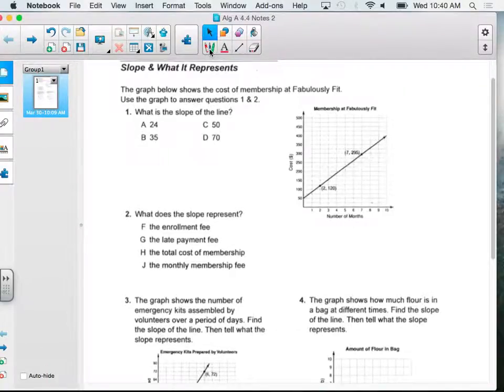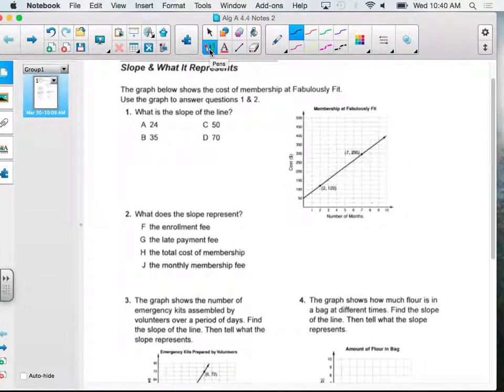There we go. Okay, so to find the slope, we do rise over run, right? So we need 2 points to be able to do that. And what are our 2 points that we have right there? 2 and 120. Okay, we have 2 and 120. And then what's the other one? 7 and 295. Okay.